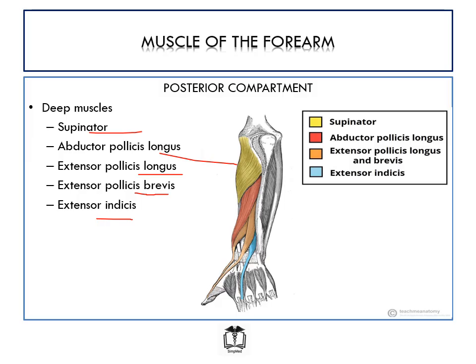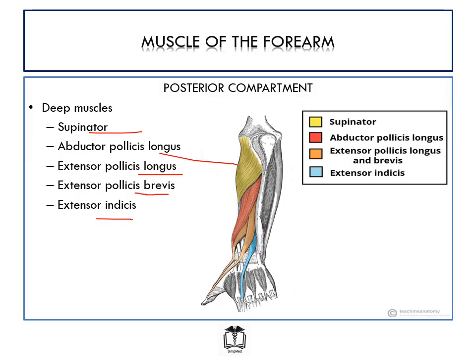Then we have the abductor pollicis longus. This is a muscle that originates from the medial one third of the posterior surface of the radius and as well on the interosseous membrane and the mid shaft of the ulnar bone. It inserts at the base of the first metacarpal bone and it tends to perform the action of abduction of the thumb at the carpometacarpal joint, and extension of the thumb at the carpometacarpal joint. It performs the function of abduction. That is the reason why we call it abductor pollicis in the first place. It abducts the thumb, and that's why there's pollicis in that particular name.